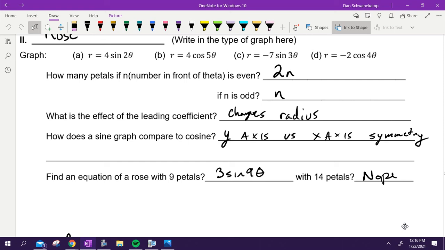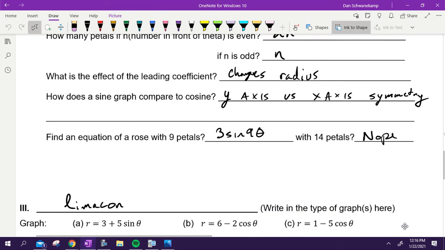22. You could not get 22 petals. What's another one? 6. Any number that when you cut it in half, it gets you an odd number. So an even number that when you cut in half gets you an odd number, you can't get that. So 6 or 10 or 14 or 18 or 22 and so on.